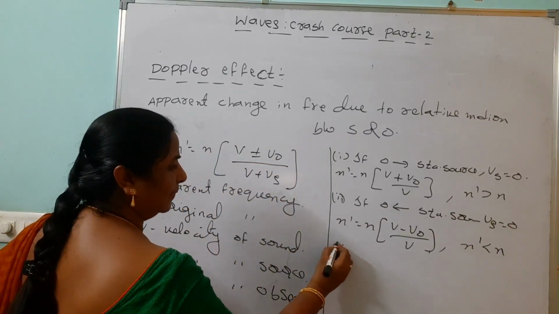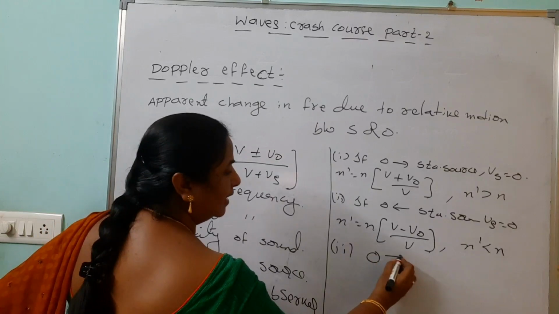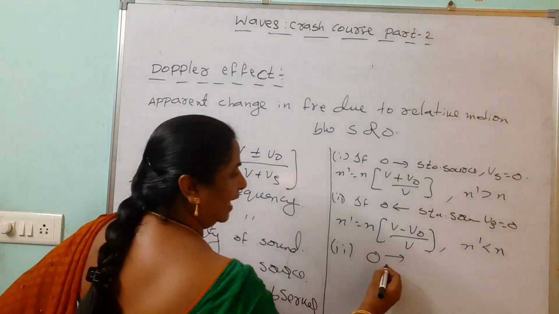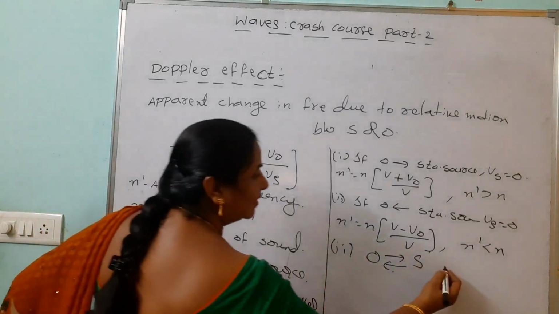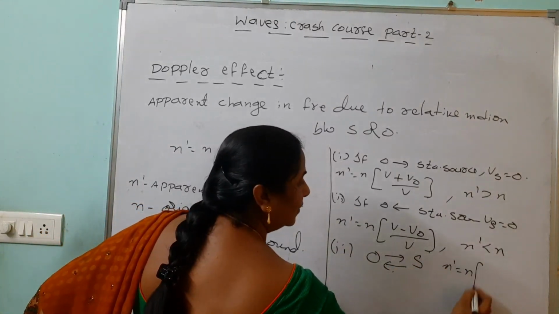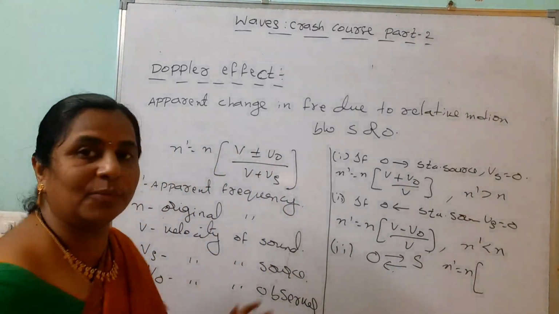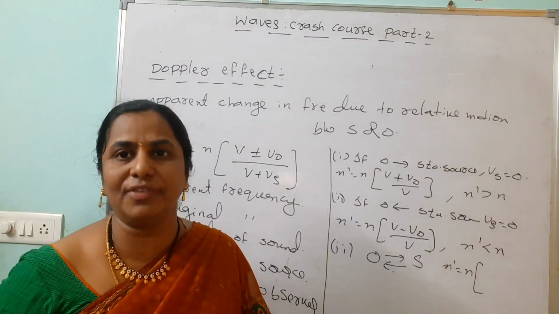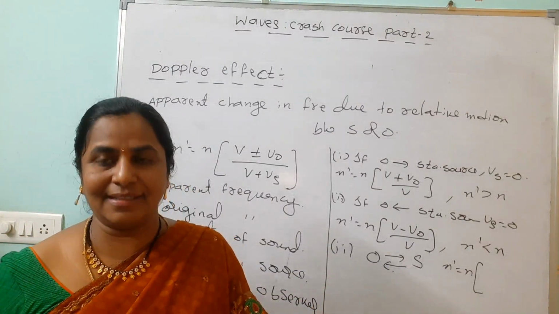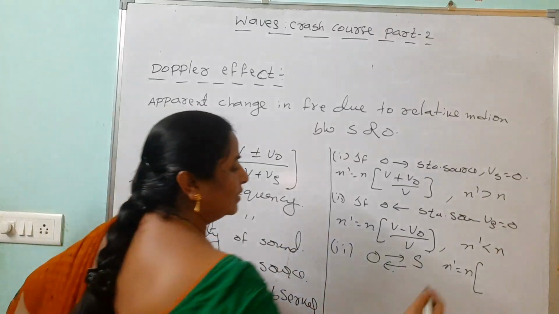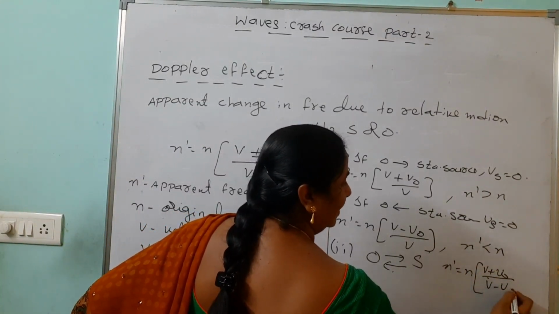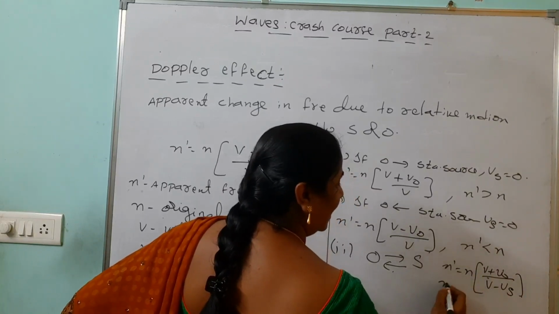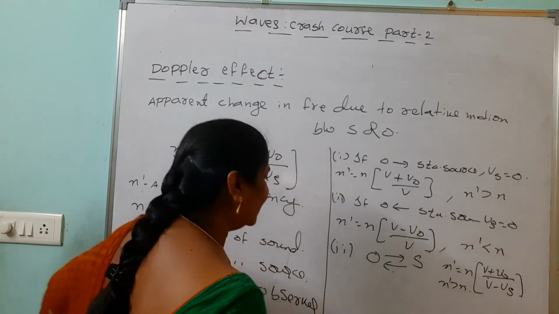Third case, look here. Observer is moving towards the source and source is moving towards the observer. Here N dash equals what we are taking? N into numerator is more value. Both are moving towards each other. More frequency means the denominator is less and the numerator is more. So here V plus V naught by V minus Vs. Here N dash is greater than N.